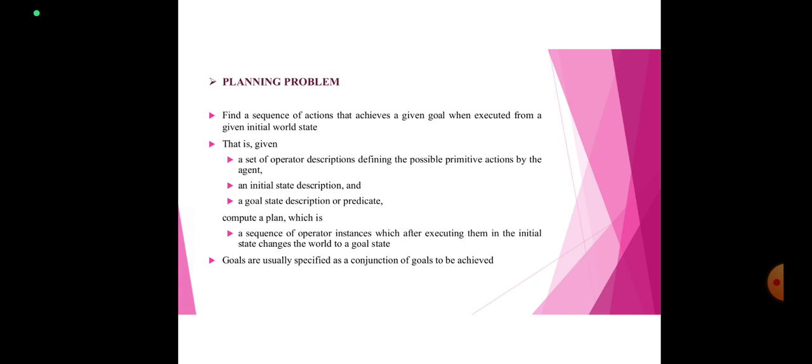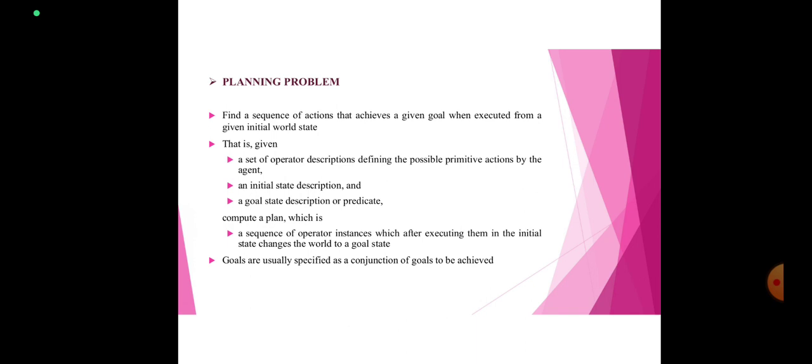Planning a problem. For planning a problem, we have to find the sequence of actions which can achieve the goal, which when executed from the initial state reaches the final state. That is, it will consist of a set of operator descriptions. These operator descriptions will define the primitive actions that are done by the agent. Then it will consist of an initial state description and a final goal state description.